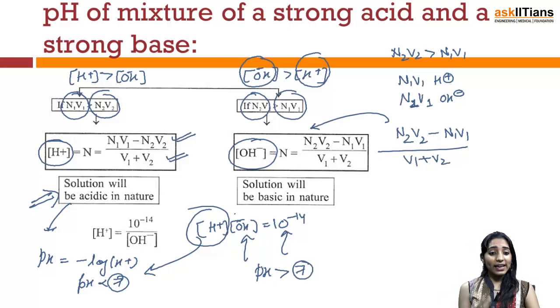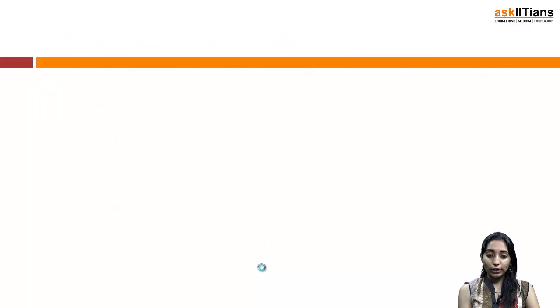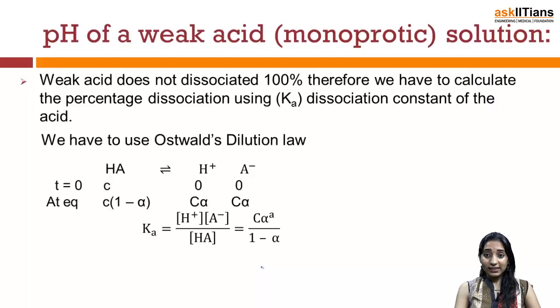So this was the case which we had considered about the pH of a mixture of a strong acid and a strong basic solution. Let's now move ahead where we'll be talking about the pH of a weak acid, which is a monoprotic acid solution. So how are we going to discuss in this case? We have to consider the pH of a weak acid.